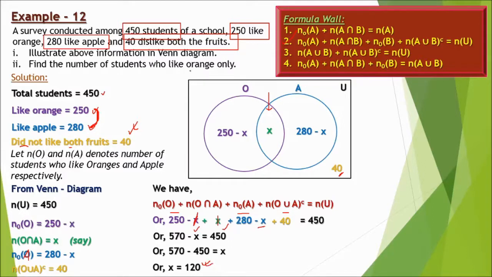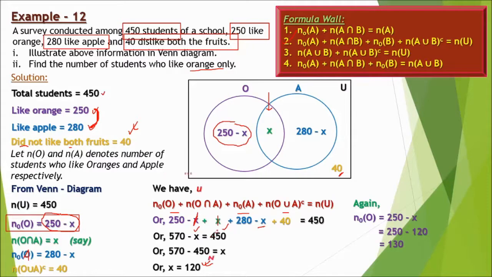But what we have to find? Only orange. So you know this is the only orange, isn't it? Here we have only orange. So we have to find the value of only orange. So again, now we can use that formula, N(only O) equal to, we can write that one. See, this is a red box, N(only O) equal to 250 minus x, which is 130. So 130 is the number of students who like only orange.